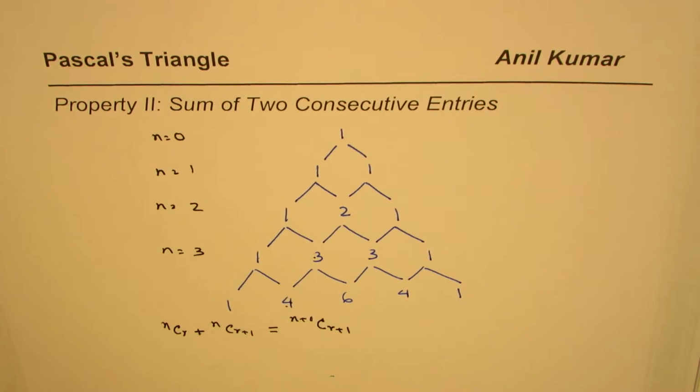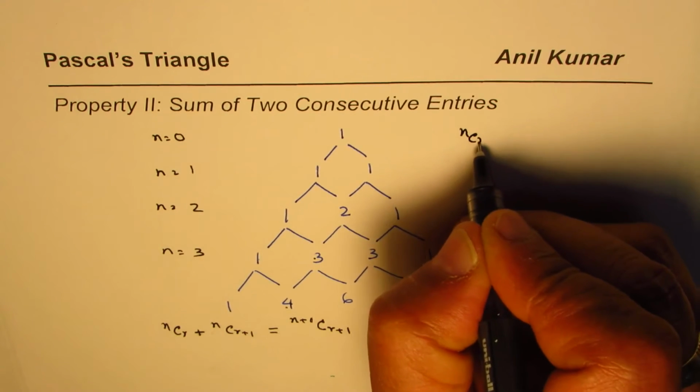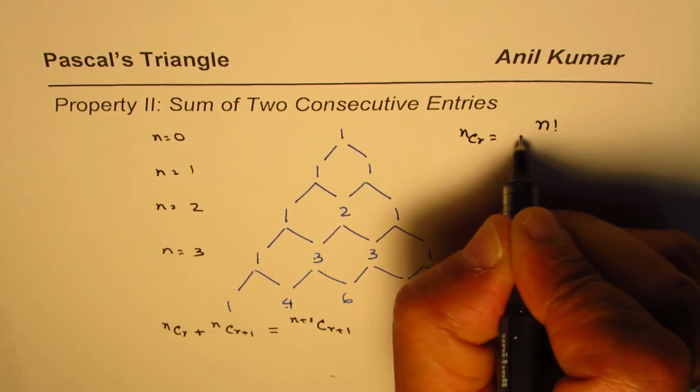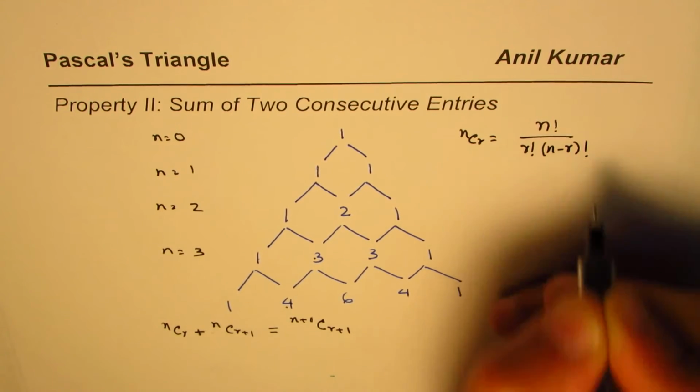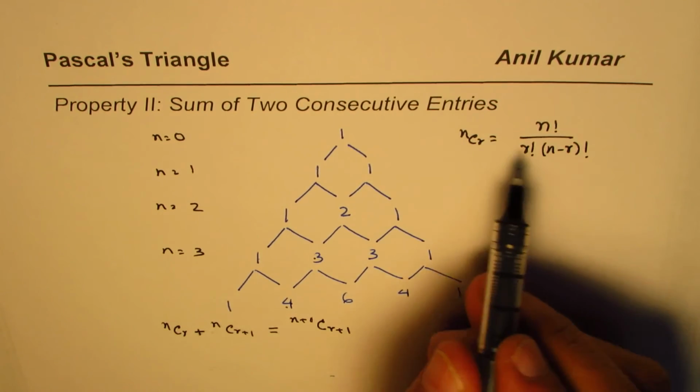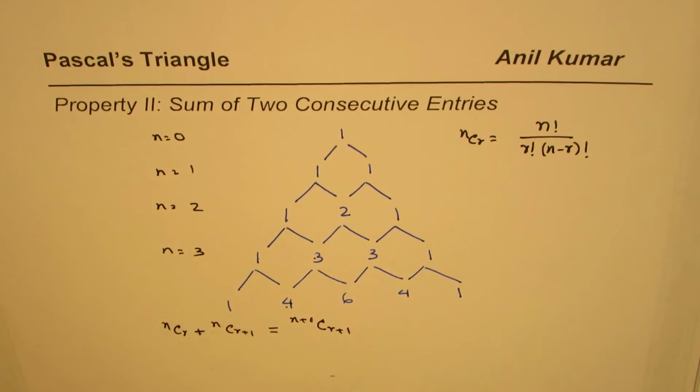You could actually prove this formula using nCr equals n factorial over r factorial times n minus r factorial. So you can actually use this formula to prove this particular rule or property, right? So I hope that helps you to figure out how to get the next term using binomial coefficients, correct? So that is how it is.